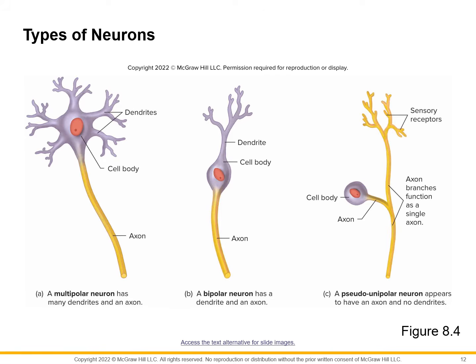This slide shows us illustrations on the three types of neurons. So multipolar neurons are the most common, maraming dendrite extensions at may isang axon lang. Bipolar neurons have only one dendrite and one axon, and then the pseudopolar or pseudo-unipolar neurons look like they only have one axon, but actually this branches into two.